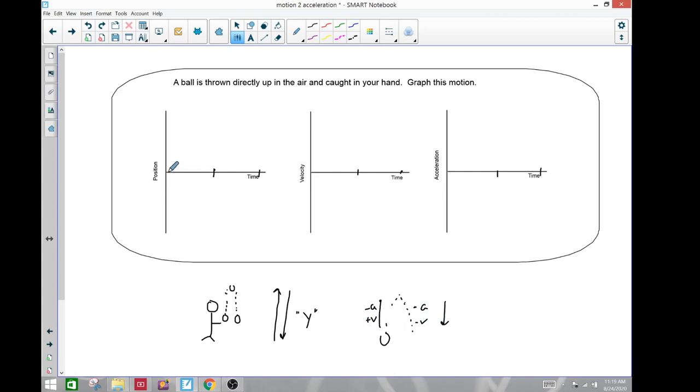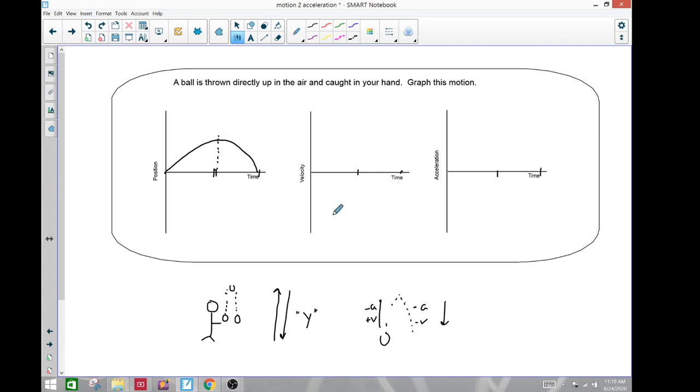So I wouldn't want to use a straight line. Something like this would not be accurate because it shows a constant slope, and that would mean the velocity is not changing. The velocity holds, stops, and comes back down. So we don't want to do that. We probably want something that looks more like this. And my line could be moved over here a little bit.